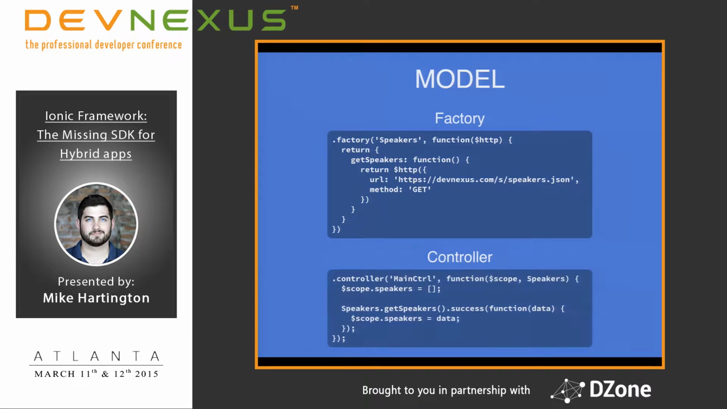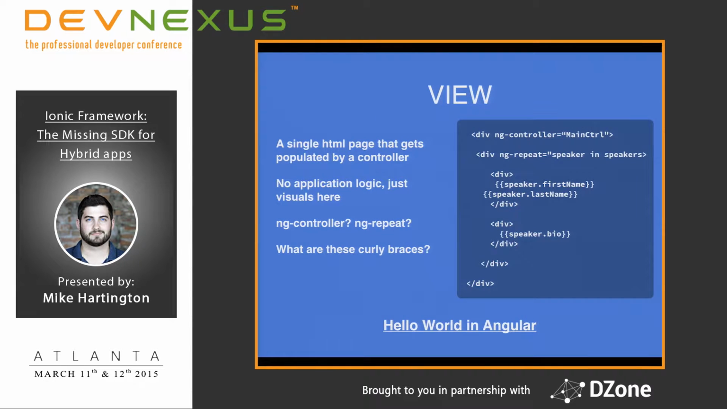We can call speakers.getSpeakers. Speakers is the name of the factory. We're able to inject it into this controller, and we're able to have access to that getSpeakers function. And then when that request is successful, we're going to take the data from that request and set it to this empty array of speakers. From there, we can iterate over that and set up a view.